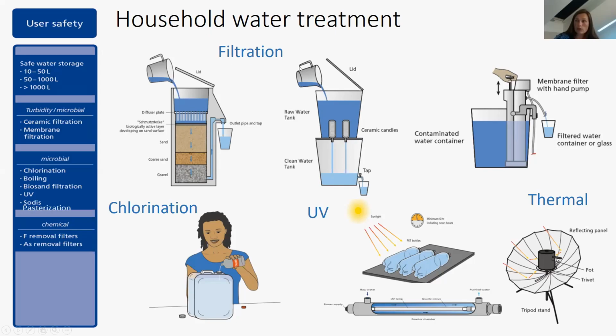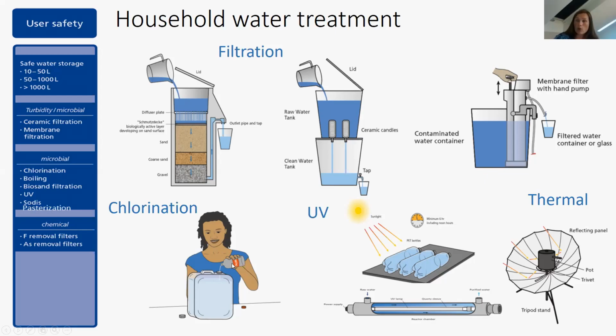I think the most common and very well accepted by households in many areas are filtration systems, for example biosand filtration, ceramic filters, or membrane filters, which are also available and sometimes used in emergencies by organizations. Sometimes they're also distributed as part of hygiene packages delivered by international organizations.